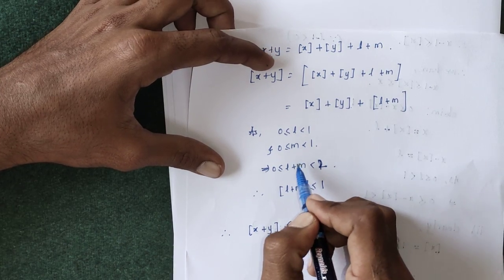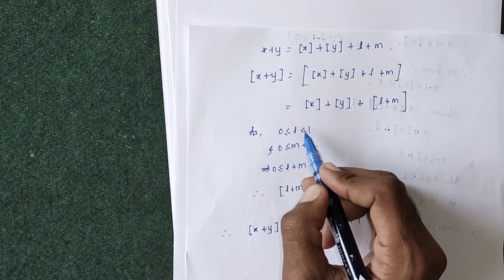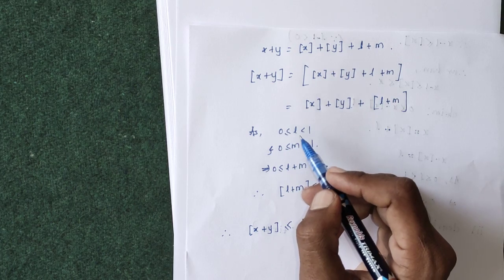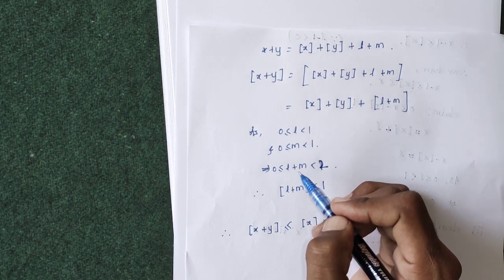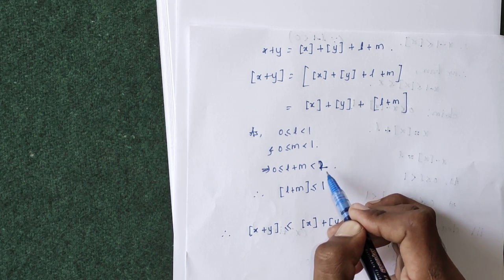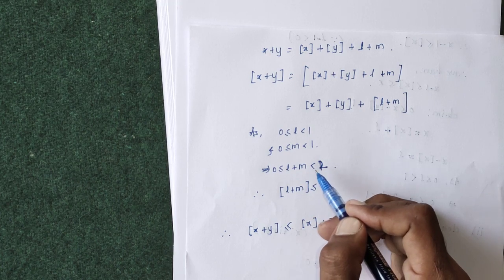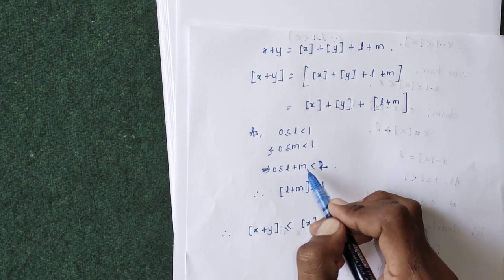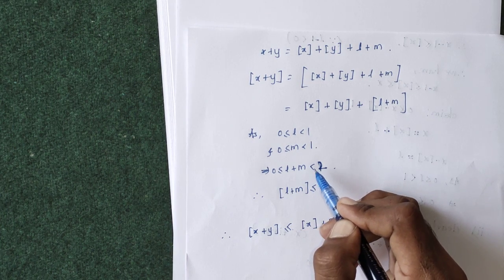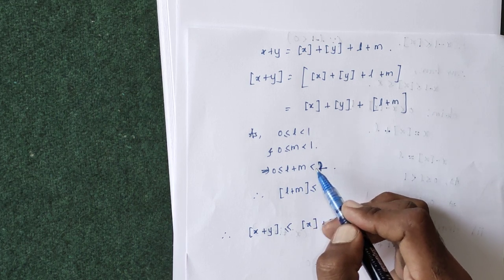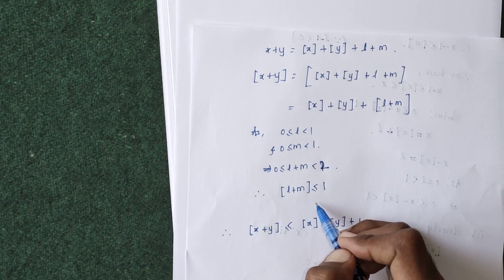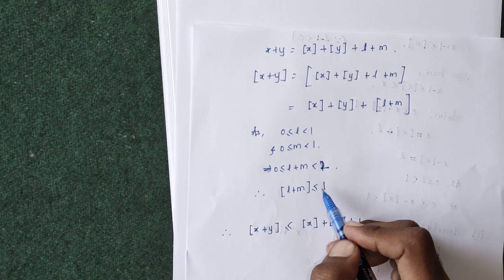Here there are two possibilities for L plus m. Either L is, suppose, 0.2 and m is again 0.2. So, 0.2 plus 0.2 is 0.4, and the integral part of 0.4 is 0. So, L plus m is strictly less than 2, and it may be less than 1. But if L plus m exceeds 1, suppose L is 0.75 and m is again 0.75, then L plus m is 1.5 and its integral part is 1. So, the integral part of L plus m is less than or equal to 1. There are two possibilities, either 0 or 1.